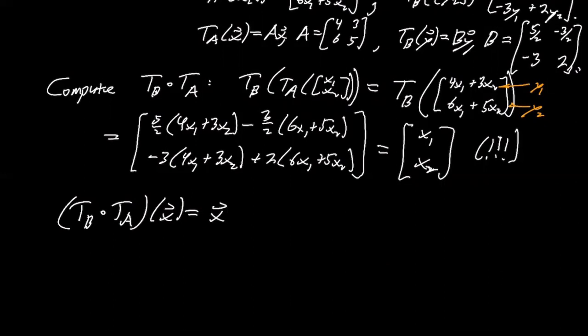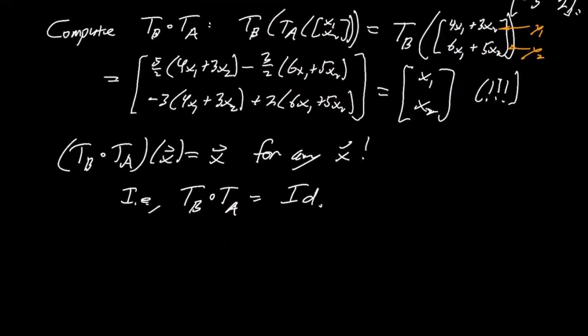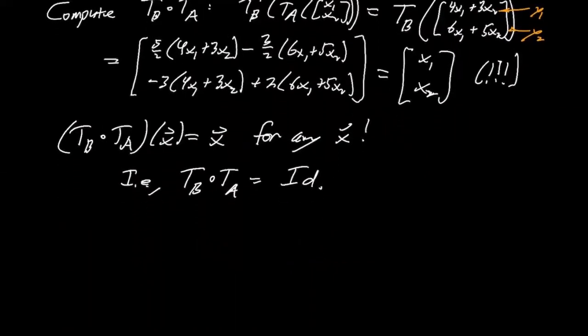You just get back the same thing you started with, for any vector x. Or in other words, T sub B composed with T sub A is the identity transformation on two variables. Okay, that's awesome. Exercise for you. You should do this.